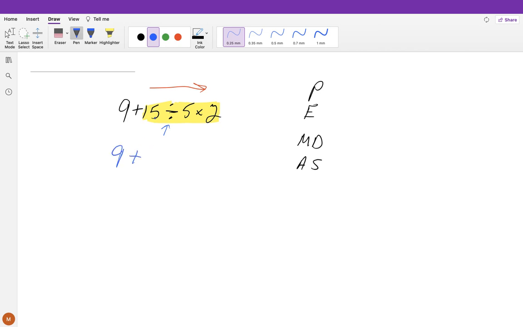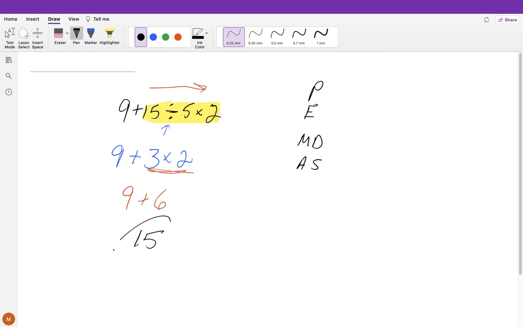So positive 15 divided by positive 5 is a positive 3. And this is being multiplied by 2. So now I need to do my multiplication. Well, positive 3 times positive 2 is positive 6. So it becomes 9 plus 6, which our final answer is 15.